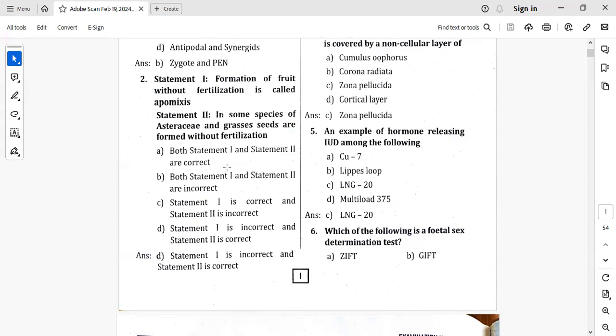The options are: both statements 1 and 2 are correct; both statements 1 and 2 are incorrect; statement 1 is correct and statement 2 is incorrect; statement 1 is incorrect and statement 2 is correct. So the right answer is D. Statement 1 is incorrect because it is not called apomixis, but parthenocarpy. And statement 2 is correct. Shall we move to the next question?